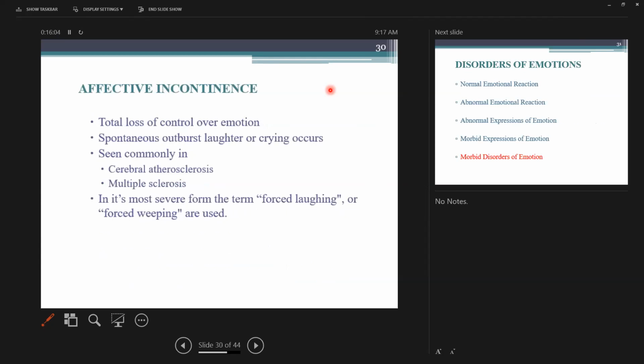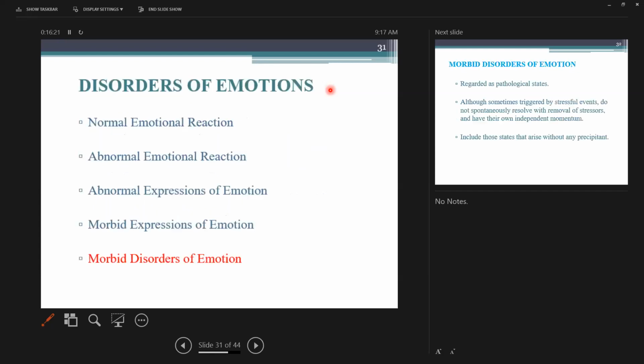Affective incontinence, that is total loss of control over emotions. There can be spontaneous outbursts of laughter or crying. It is commonly seen in cerebral atherosclerosis and multiple sclerosis. In its more severe form, the terms forced laughing or forced weeping are used.